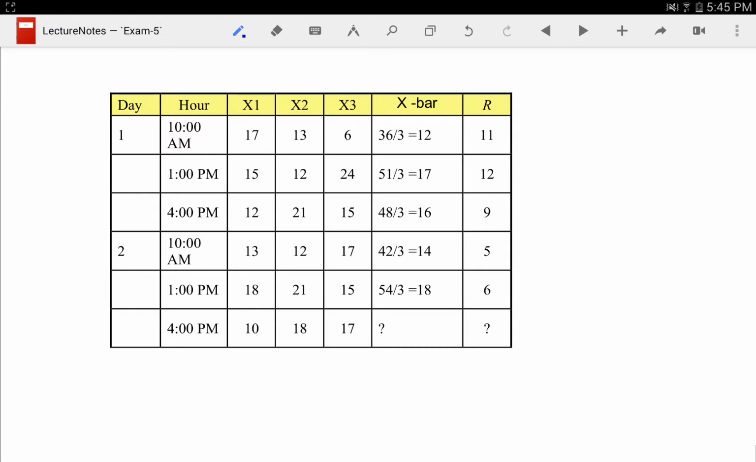The next question asks you to fill in the X bar. X bar is nothing but the mean of the x's. So 10 plus 18 plus 17 divided by 3 comes out to be 15. Similarly, the R bar is the max minus the min. The max is 18, the min is 10, so this is 8.